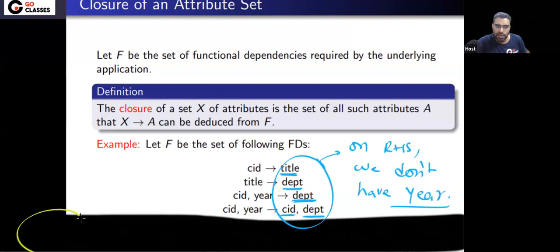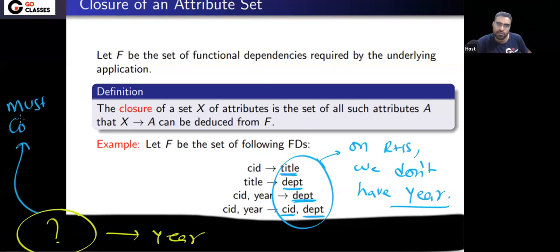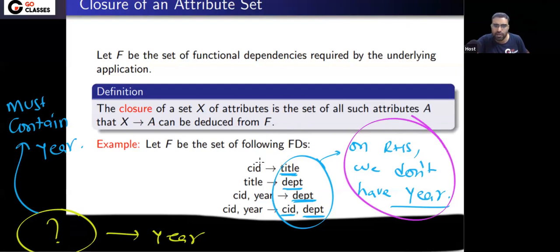Remember, if something determines year, then this must contain year. Yes or no? Is this clear? Because on the RHS, we don't have year, so no one can determine year. Only year can determine year. So we must contain year if we want to determine year.